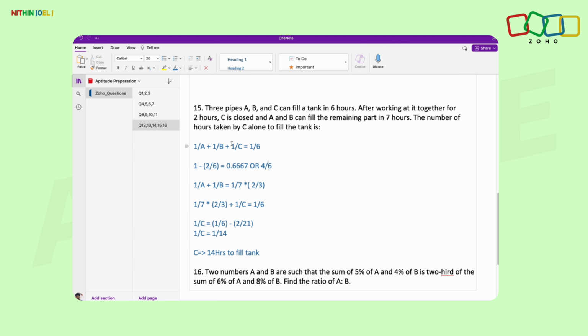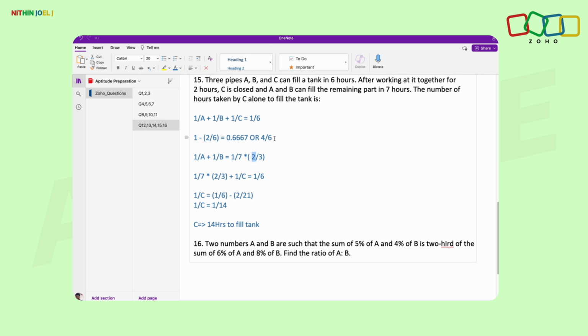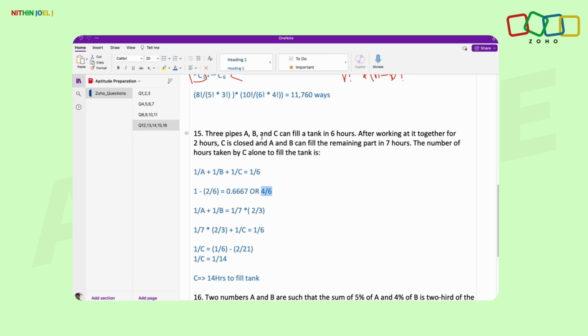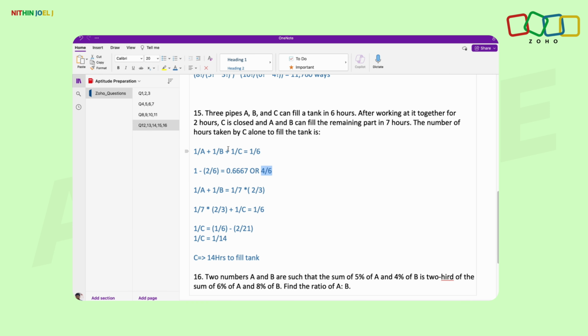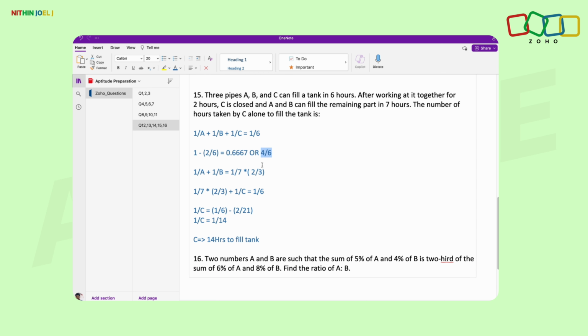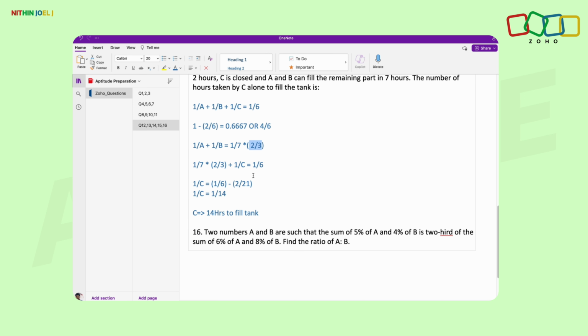So now let's see the second statement. It says that A and B can fill the remaining part in 7 hours. So 1 by A plus 1 by B is equal to 1 by 7 into 2 by 3. Why 2 by 3? We have 4 by 6 because 2 hours is the initial time where A, B and C all 3 are being opened. So we are just substituting this 4 by 6 as simplified 2 by 3 and bringing this 1 by C into LHS and then simplifying it, we get 1 by C is equal to 1 by 14, which says that C alone takes 14 hours to fill the tank over here.